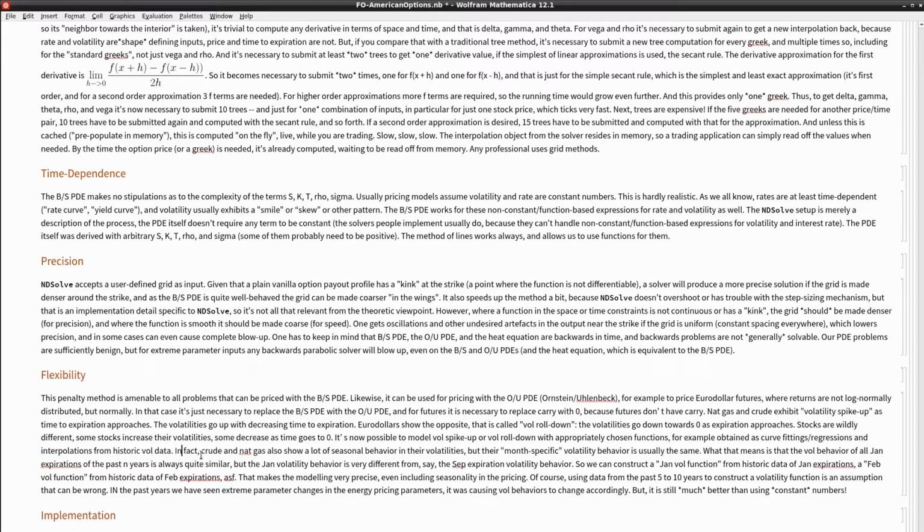I want to point out that in fact crude and nat gas also show a lot of seasonal behavior in the volatilities, but their month-specific volatility is usually the same. What that means is that the volatility behavior, for example, of all January expirations of the past n years is always quite similar, but the January volatility behavior is very different from, for example, the September expiration volatility.